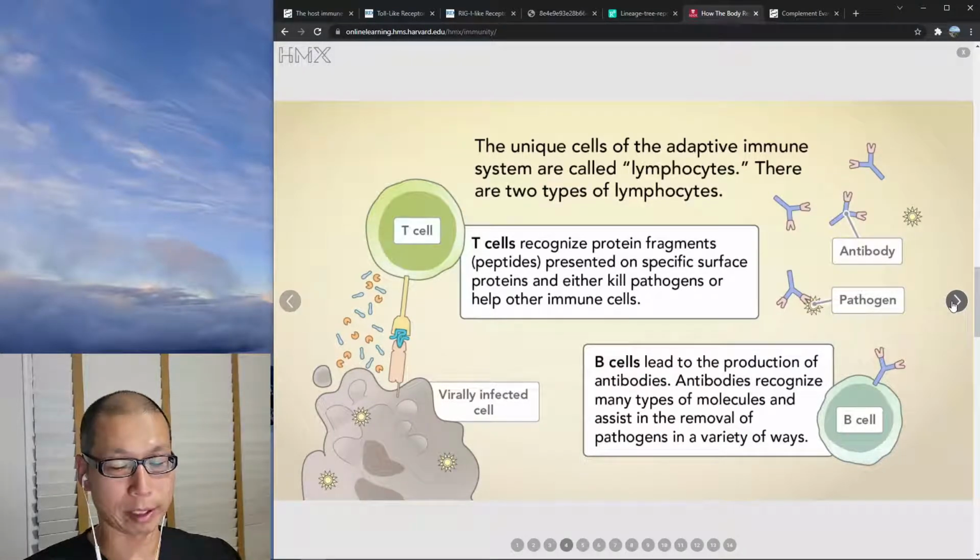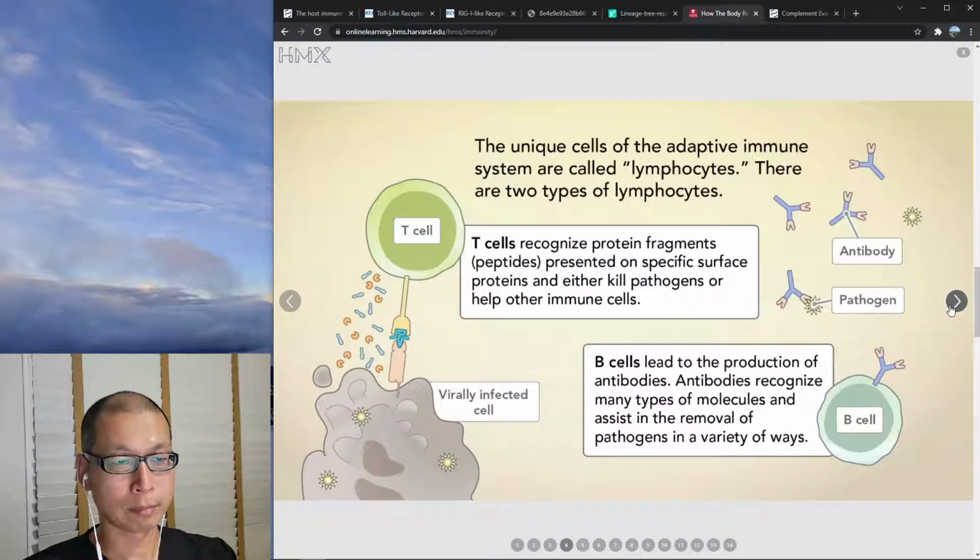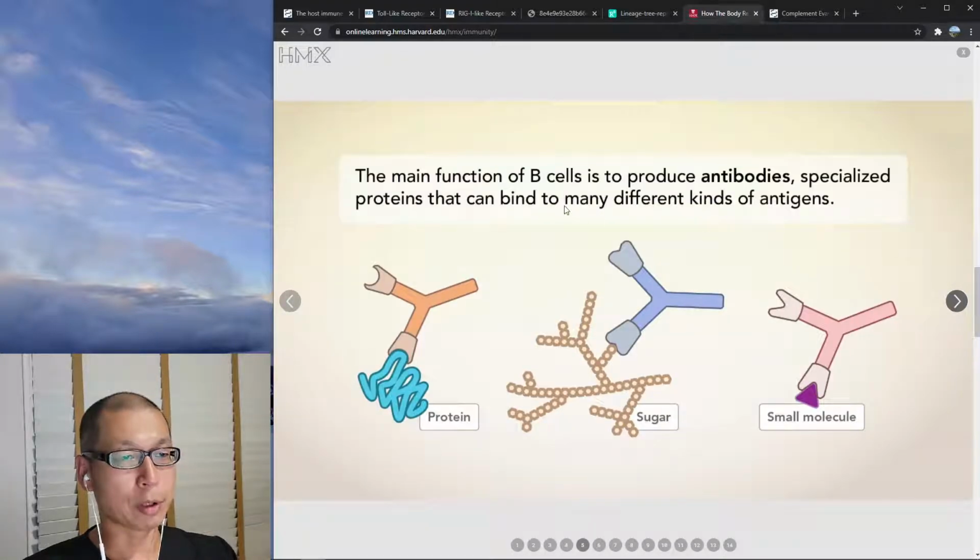It can activate macrophages eating it, dendritic cells processing it, complement can destroy it. All kinds of things can happen with the antibody. Okay, so the main function of B cells is to produce antibodies, which it does, and then you can go back to one of our previous videos about monoclonal antibodies to show a little bit more about antibodies.